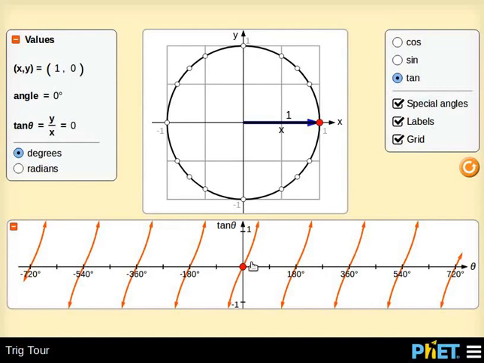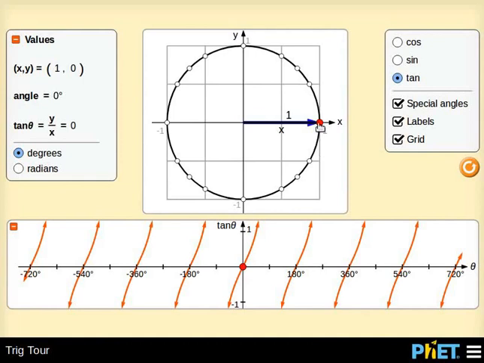The graph shows angle theta on the x-axis and the amplitude of the tan theta function on the y-axis. At angle theta 0, as tan theta is 0, the red point has amplitude of 0.